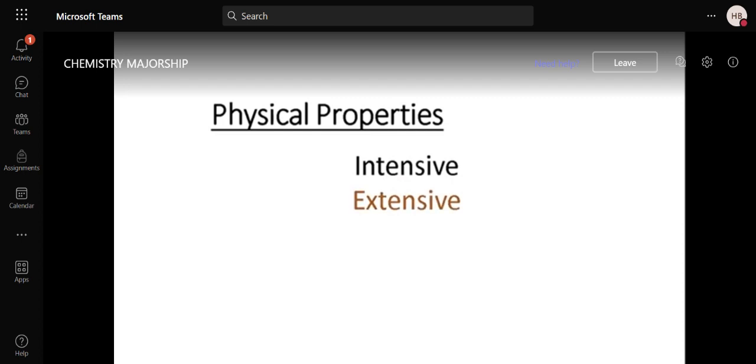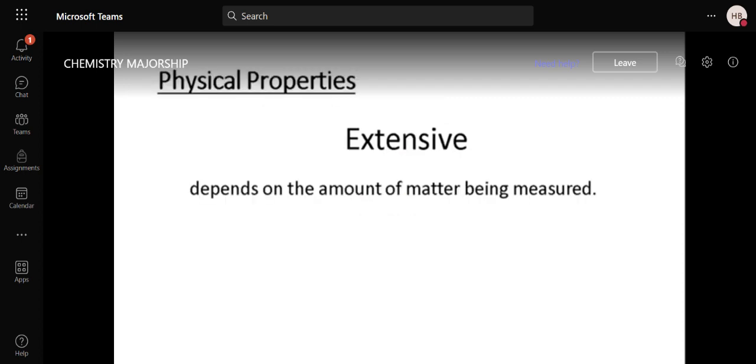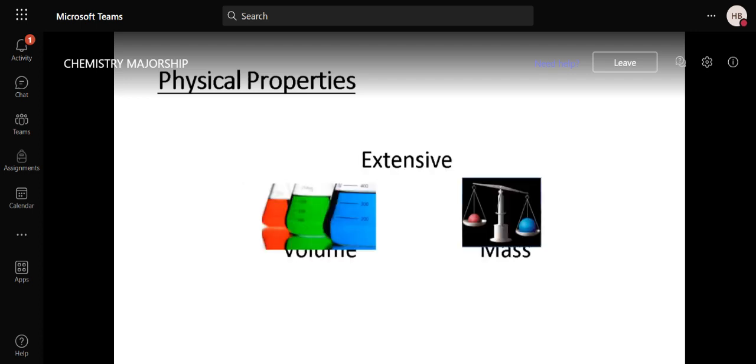Next, of course, we have extensive properties. So, for extensive properties, kabaliktaran ni intensive. Sabi natin, intensive does not depend on the amount of matter. On the other hand, extensive naman is that one which depends on the amount of matter. So, ano yung extensive? Ibig sabihin, habang dinadagdagan mo siya, nagbabago yung property. Sige nga, ano kaya ang pwede nating example dito? Yan, ang dalawang napaka-classical examples. We have your mass and the volume.